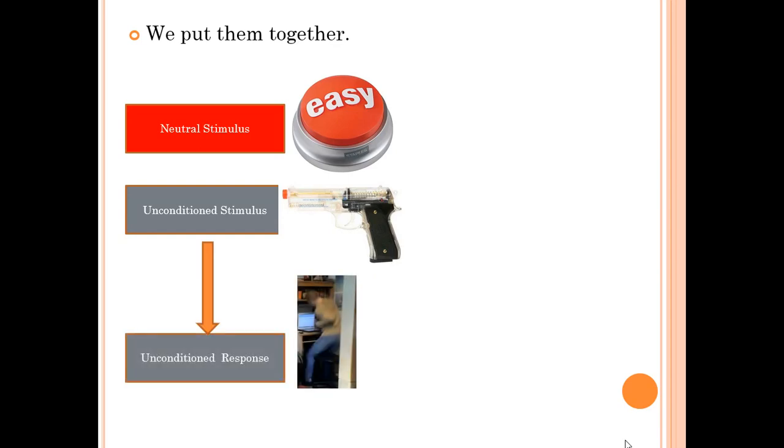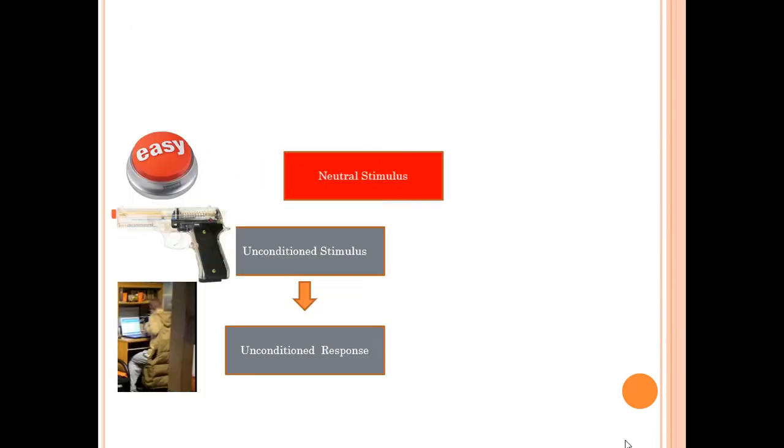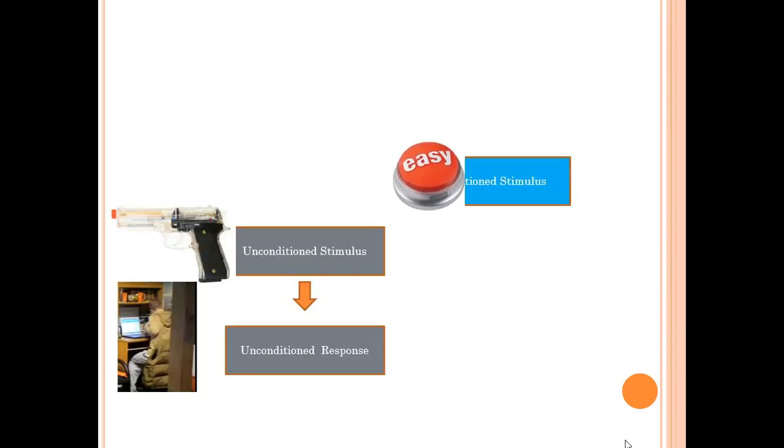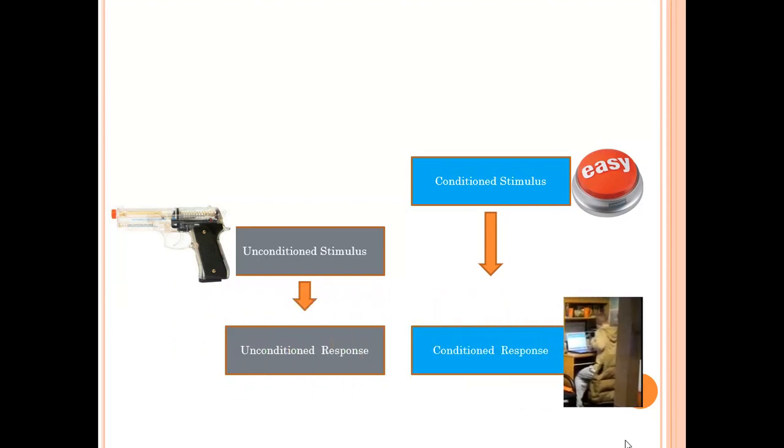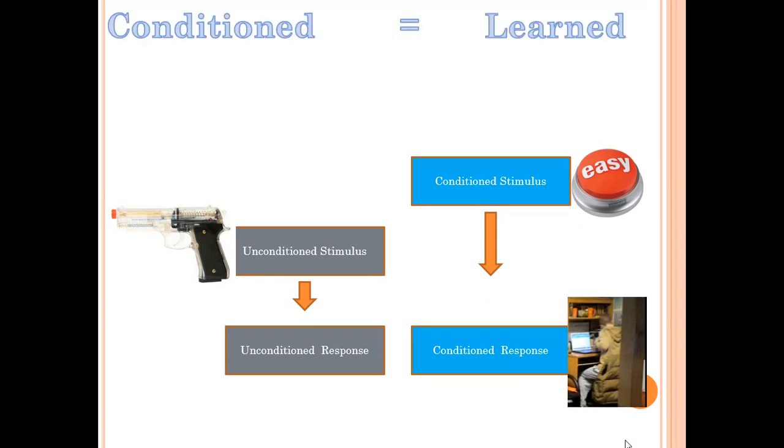But what you saw there at the end is that the last time Dave hit the easy button, "that was easy," it said. And without having to shoot Brian, Brian flinched just at the sound of the easy button. So what do we have here? Now we have a conditioned stimulus and a conditioned response. Remember, conditioned here is the learned stimulus, the easy button, to the conditioned or learned response, which is flinching.